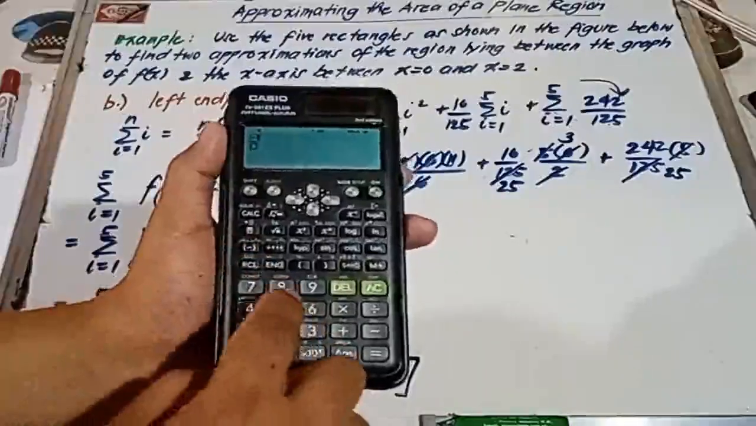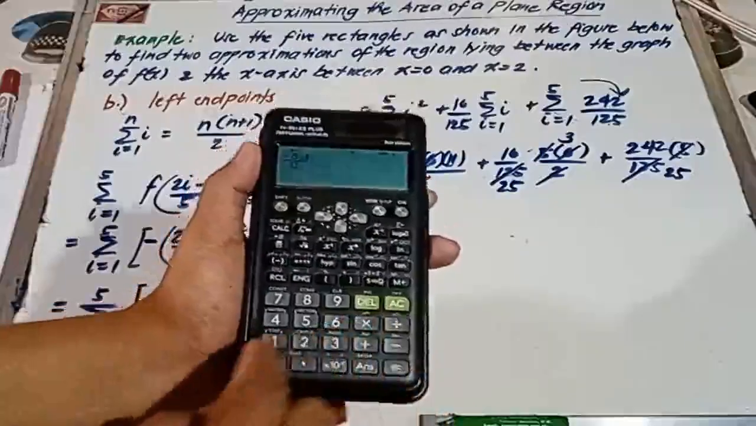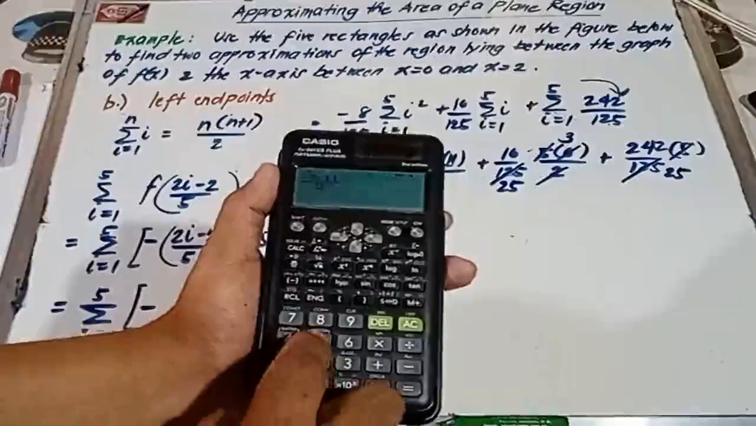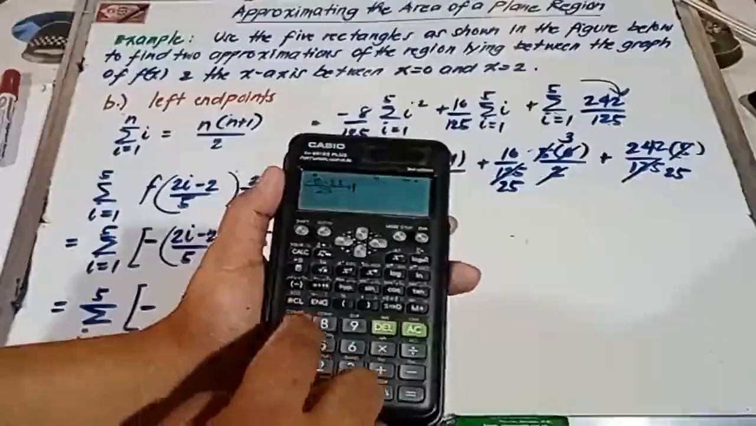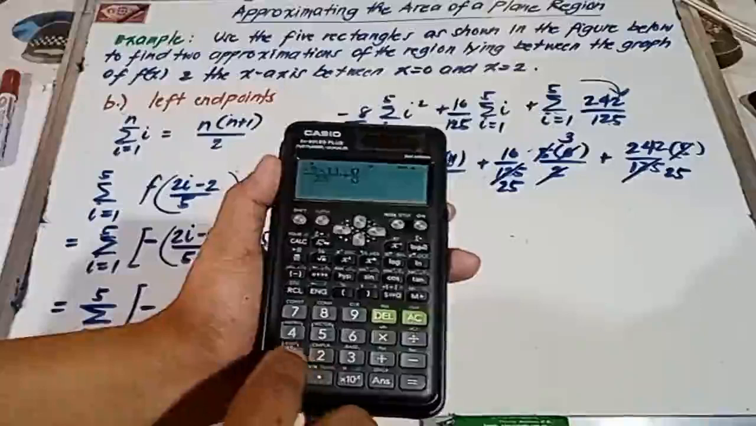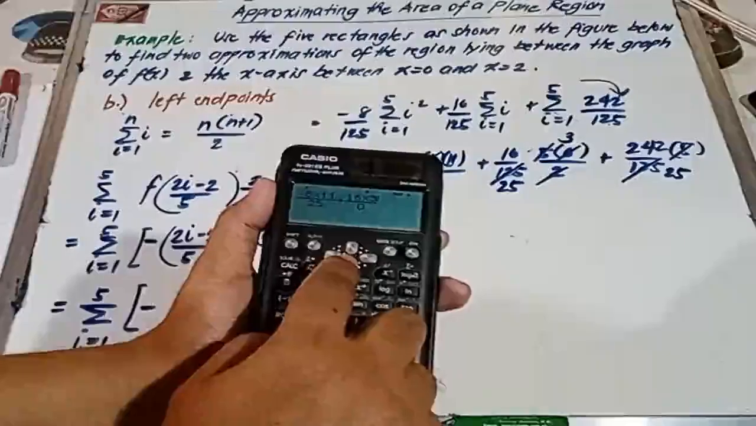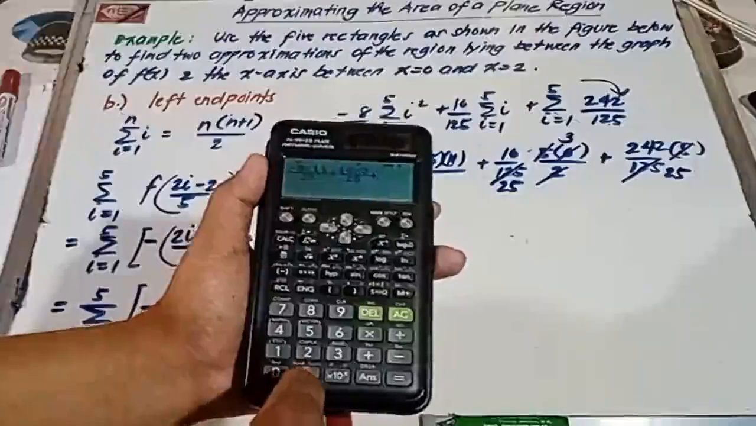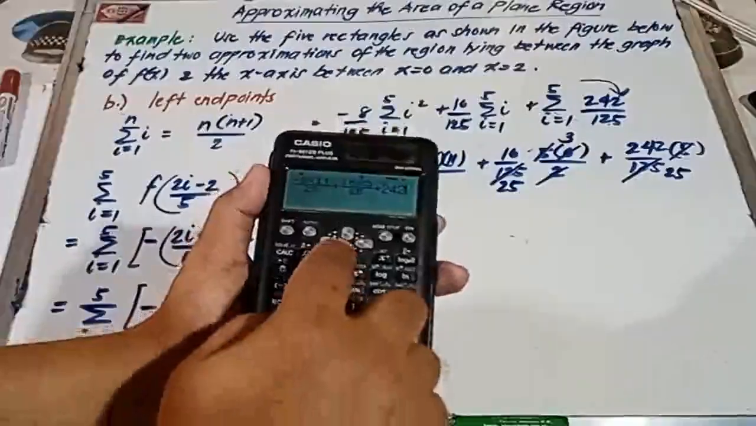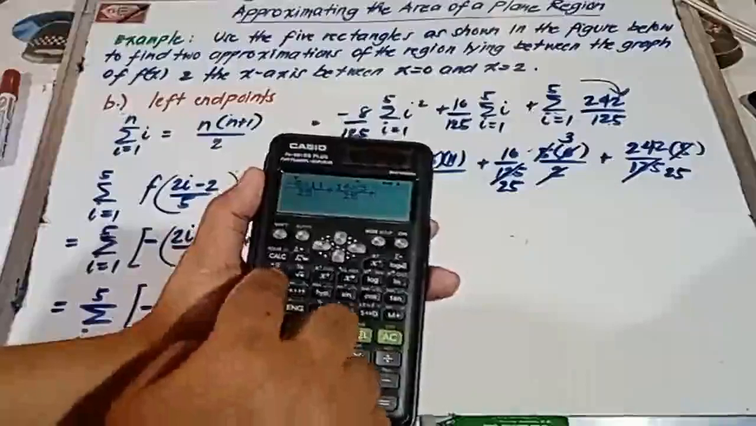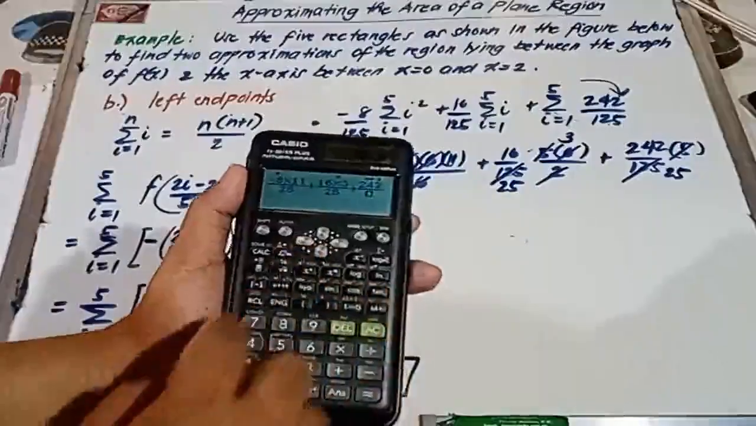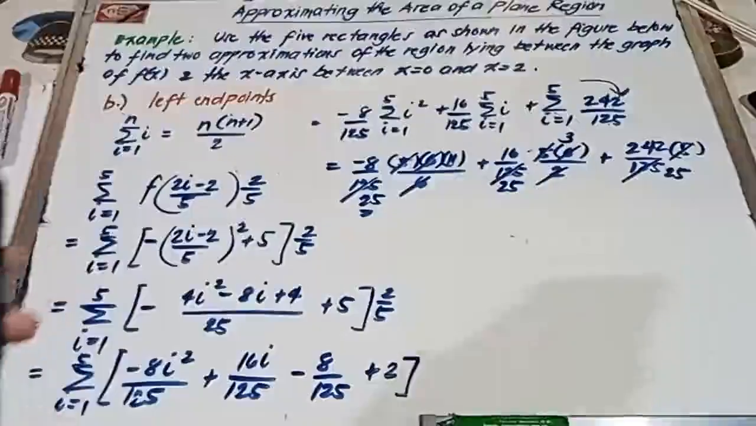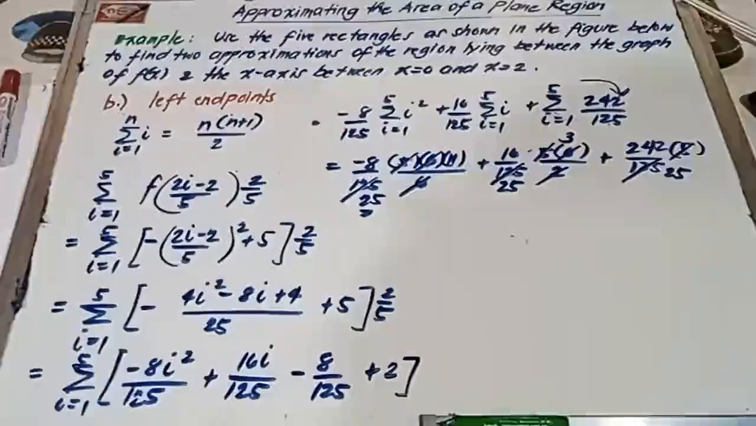Fraction, we have negative 8 times 11, sa baba 25. Plus, fraction ulit, we have 16 times 3, sa baba we have 25. To the right, plus 242, sa baba, fraction muna, 242 sa baba 25. Then equals. So we have 202 over 25, in decimal that is 8.08.